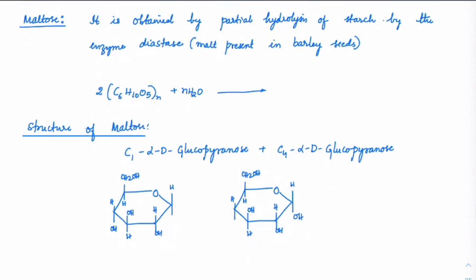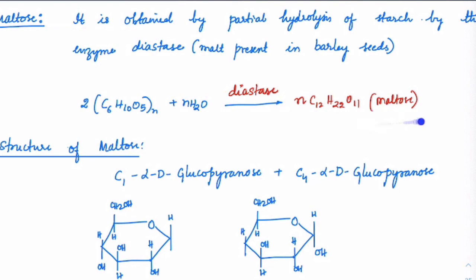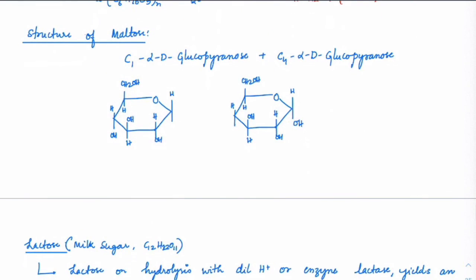Let's check out the structure of maltose now. These are all disaccharides. Maltose can be obtained by partial hydrolysis of starch. If you fully hydrolyze starch, we will get glucose. But if you partially hydrolyze it in the presence of an enzyme like diastase, we will get n moles of C12H22O11. This will be maltose. See the structure of maltose. All you need to know is the connection: C1 of alpha D glucopyranose and C4 of alpha D glucopyranose, both glucose only.